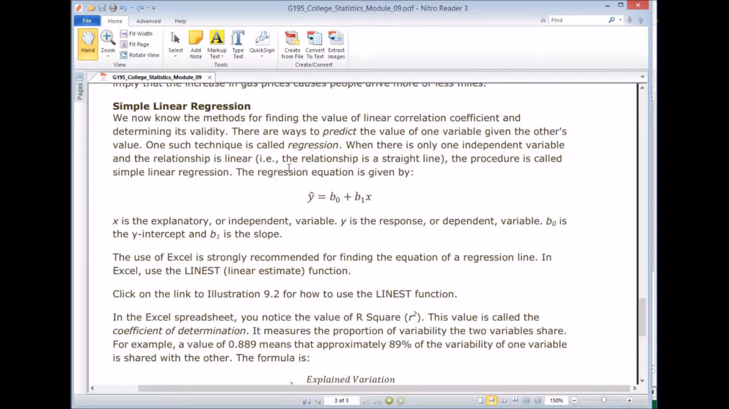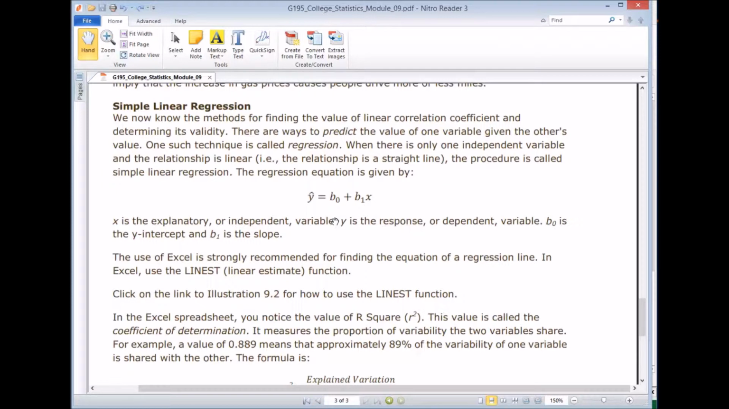The regression is a straight line, which has a regression equation of this. Y hat is equal to B0 plus B1 times X. Y hat is the response or the calculated value. B0 is the y-intercept. B1 is the slope. And X is the explanatory or the independent variable.